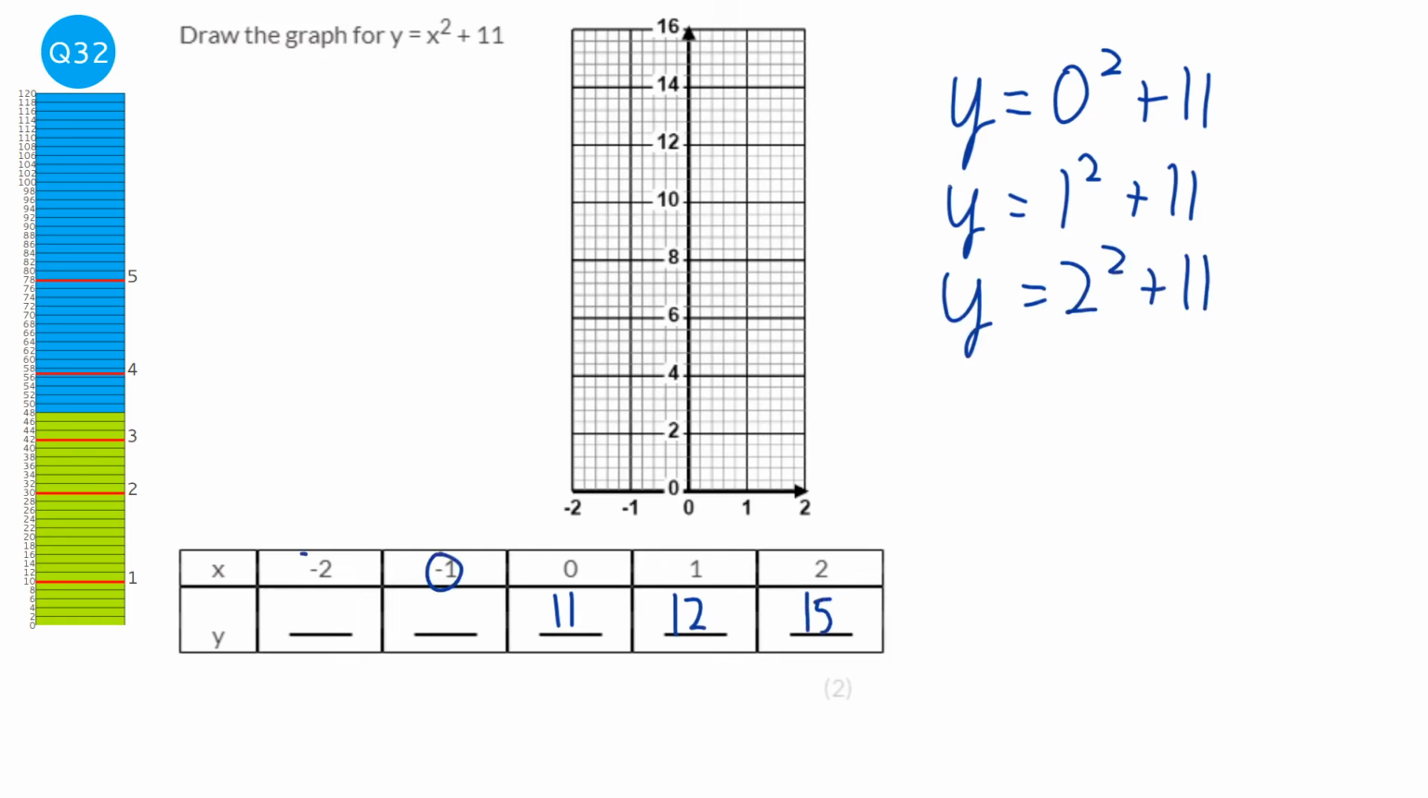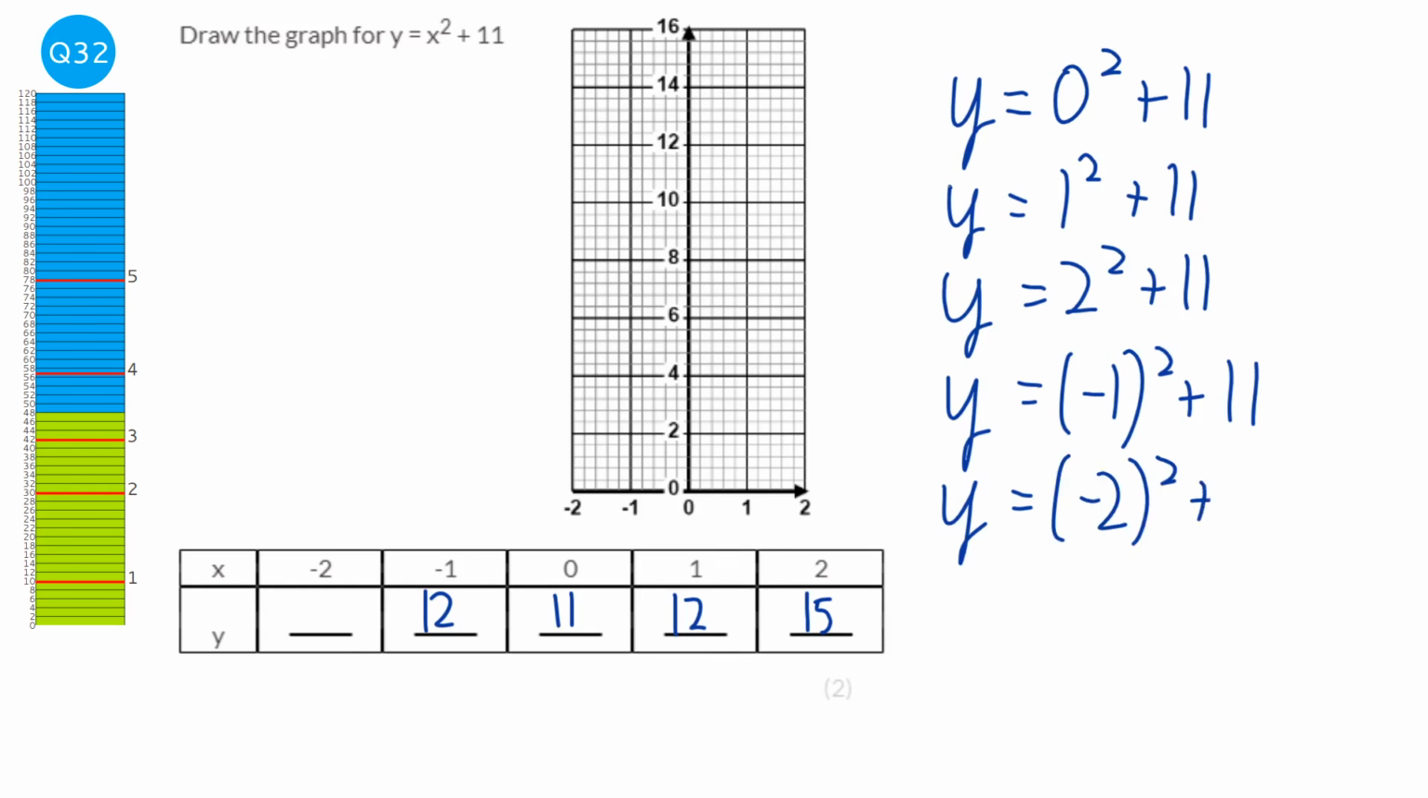Now the minuses are a little bit more difficult, but not that much more difficult, because when you square a negative you actually get a positive. So minus 1 squared is just 1. 1 plus 11 is 12. And then minus 2 squared plus 11. Minus 2 squared is 4. 4 plus 11 is just 15.